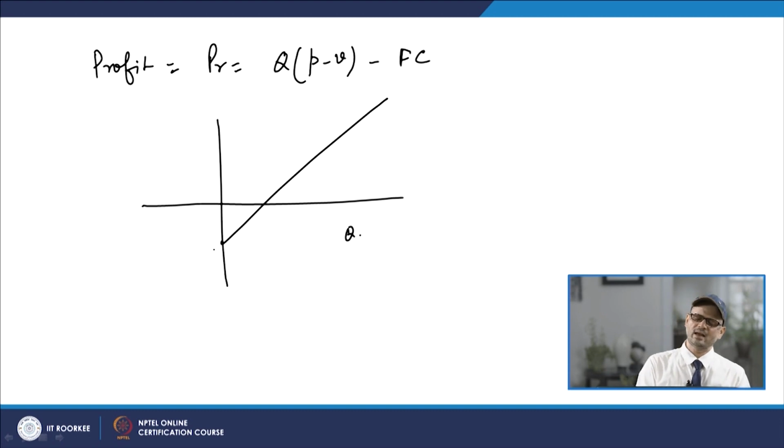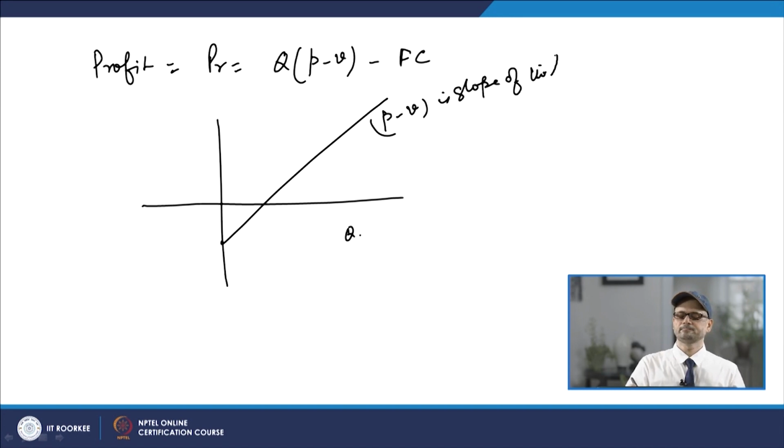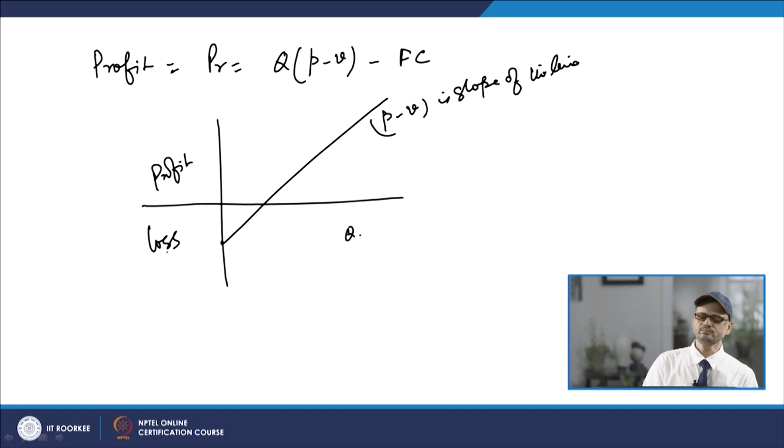So, this line will be the line representing this Q into P minus V minus FC, and P minus V is the slope of this line. So, this P minus V is the slope of the line. So, this is the profit and this is the loss. Now, initially you have this is a fixed cost, this is FC basically, and this P minus V is the slope, that is the marginal contribution or contribution margin is the slope of this line.